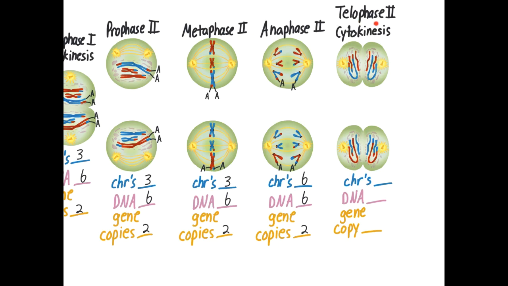Finally, during telophase 2 in cytokinesis, each cell splits into 2 cells, giving half of its chromosomes to each daughter cell. So each of these cells has 3 chromosomes, 1 of each type, and since they only have 1 of each chromosome type, and each is only 1 DNA molecule, they only have 1 copy of each gene. For the same reason, each cell has only 3 DNA molecules, 1 of each type, so these cells are in fact haploid.